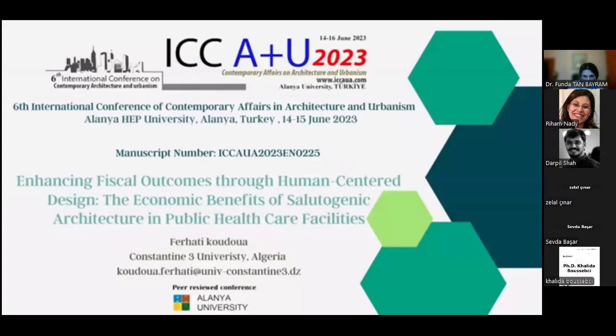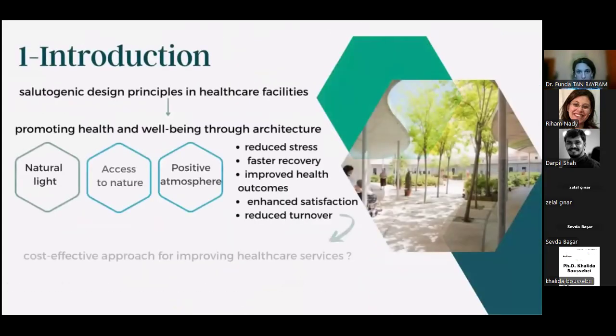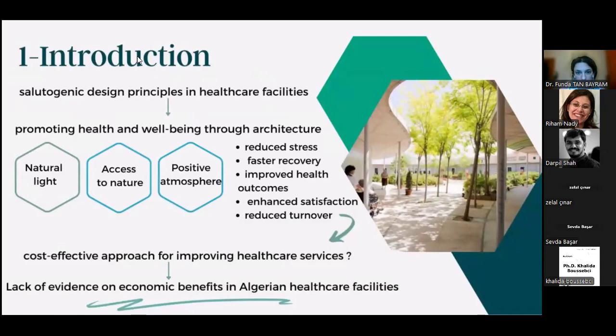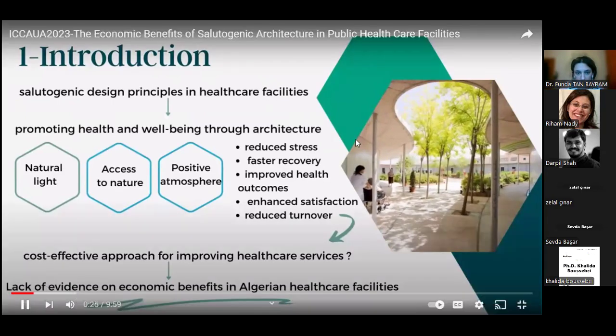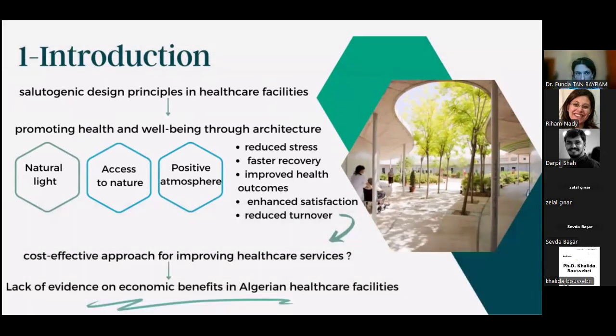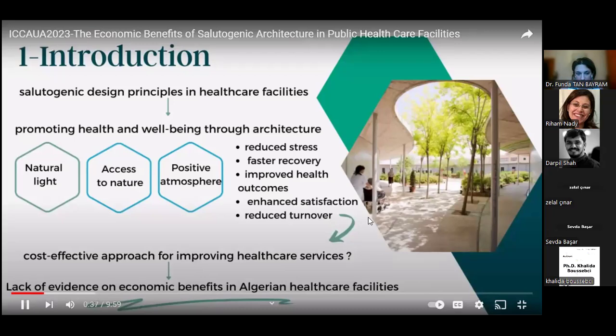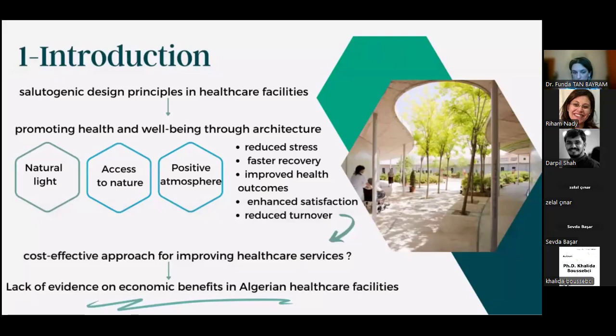The economic benefits of salutogenic architecture in public design principles in healthcare facilities is an innovative approach for promoting health and well-being throughout the design of our built environment. Salutogenic design places emphasis on the incorporation of key elements that have a profound impact on our physical and mental well-being. These elements include natural light, access to nature, and the use of materials and colors that foster a positive and healing atmosphere. By implementing these principles, we can witness a transformation in patient outcomes, which reduces stress and anxiety, faster recovery times, and improved overall health outcomes.